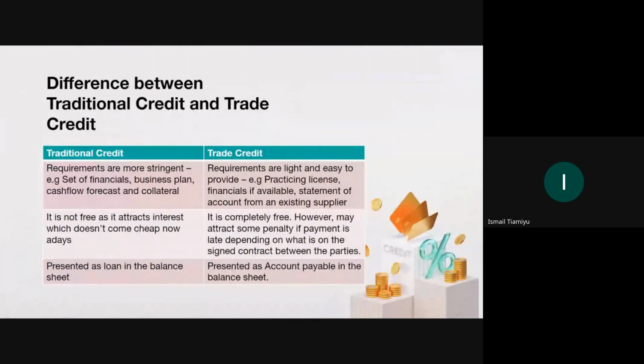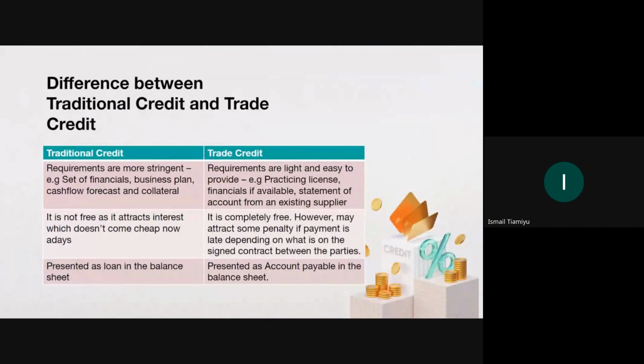However, you may be required to pay a penalty if you defaulted, and it's not all suppliers that will ask you for that. It depends on what you have in your contract. If it's in your contract that if you are late in making your payment, you're going to pay a 5% surcharge. So that's the only penalty that you can get in trade credit.